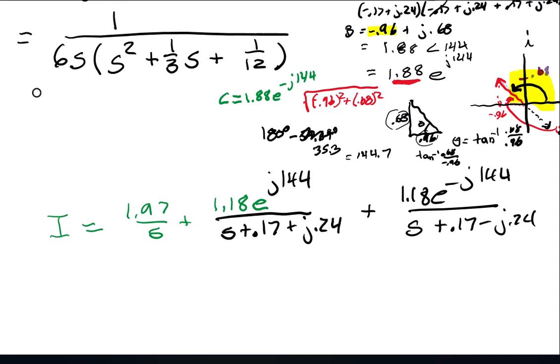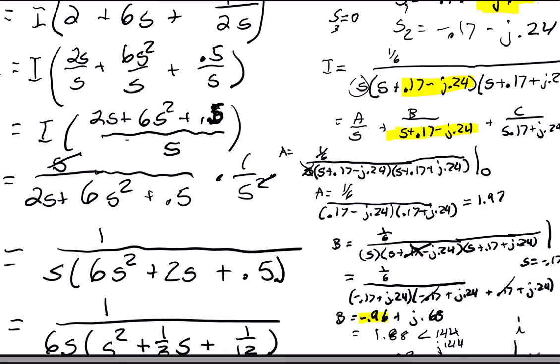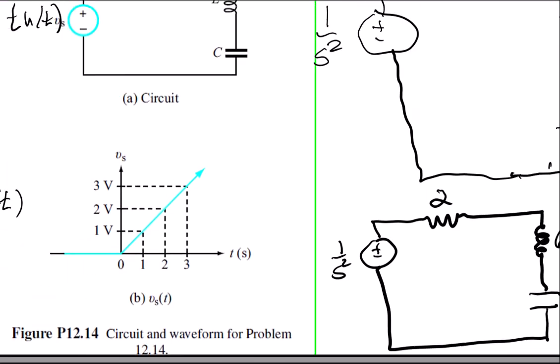Now we need to take the inverse Laplace transforms of these. So when we take the inverse Laplace transforms, we're going back to the t domain. So the inverse Laplace transform of 1 over s squared is t, so 1.97t. To get the inverse Laplace transform of everything else here, let's go back and look at our Laplace transform pairs.